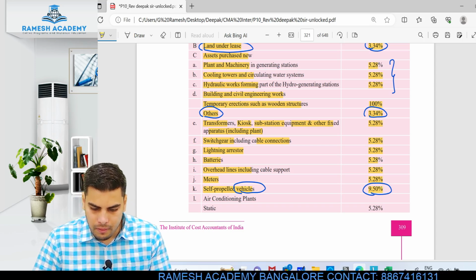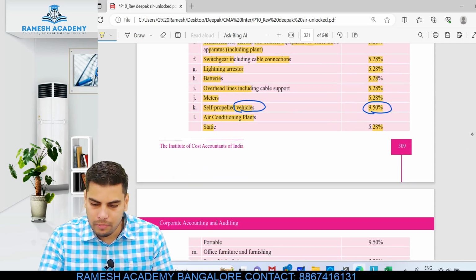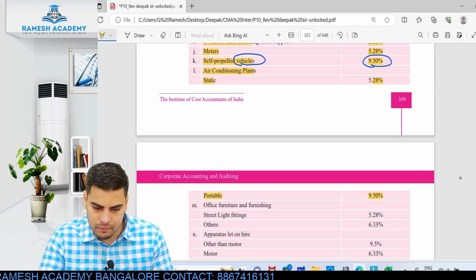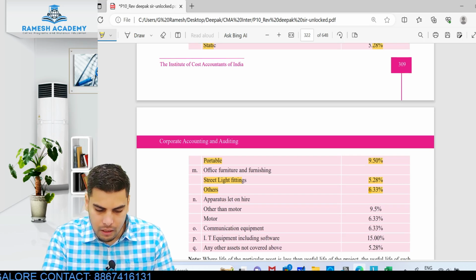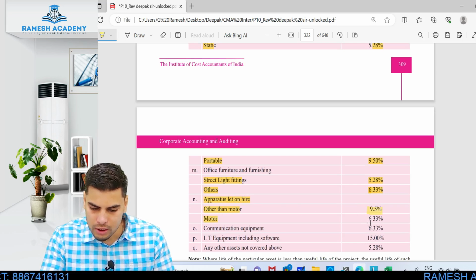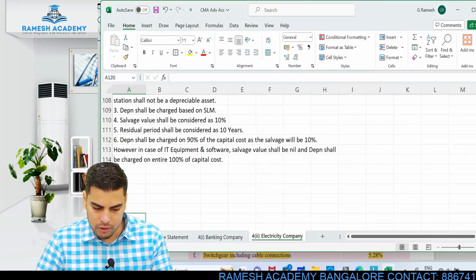All right, and then air conditioning plants. Wherever it is static plant and equipment, it is 5.28 only. If it is portable, it would be 9.5. Then office furniture, street light fittings 5.28, others 6.33. Then apparatus let on hire: other than motor it is 9.5, motor it is 6.33. Communication equipment again 6.33, IT equipment including software 15%, and any other assets not covered above would be 5.28%. Let me write these depreciation rates in the notes.